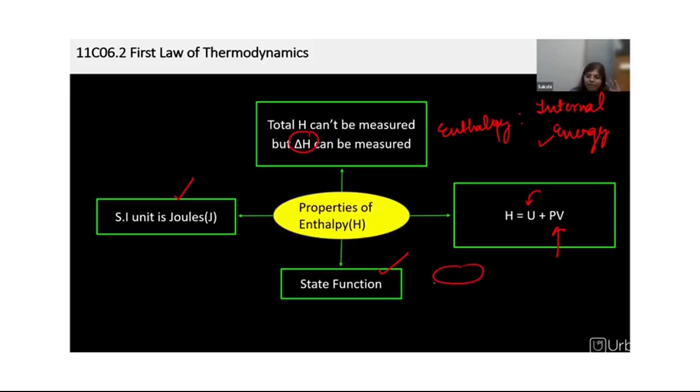For example, if I have a beaker with water and I increase the pressure, the work done on the system depends on the pressure and the volume of the system. If I do some work on the system, or if the system does some work on the surroundings, that is called PV. PV is nothing but work done. So enthalpy can be changed by changing the internal energy or by doing some work, which is denoted by PV. These are the factors by which we can change enthalpy, right?